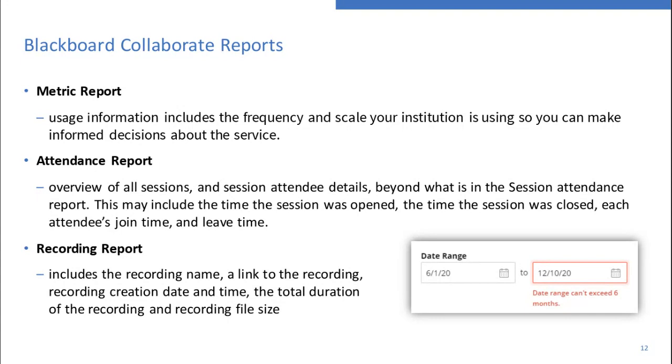Then we also have the attendance report that gives you an overview of all sessions and session attendees, with details beyond what is in the session attendance report, the one that I just reviewed in the previous slide. This may include the time the session was open, the time the session was closed, each attendee's join time, and their leave time as well.